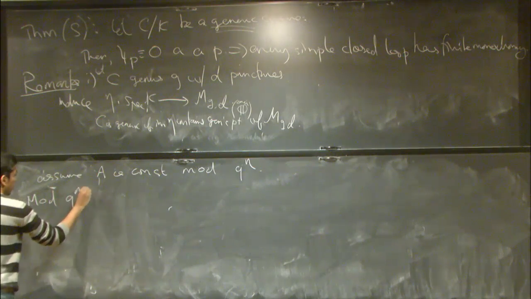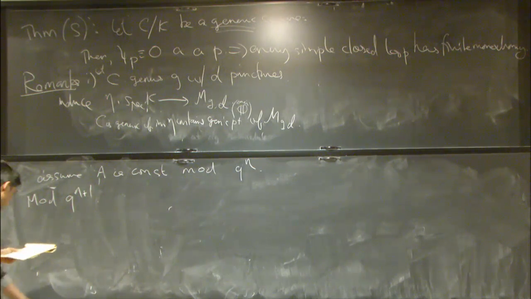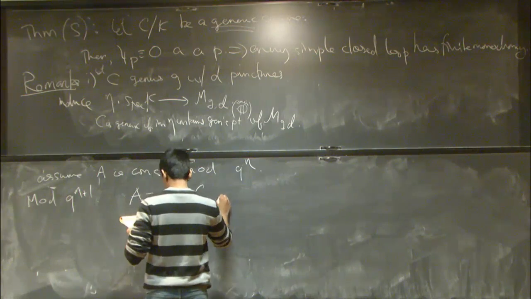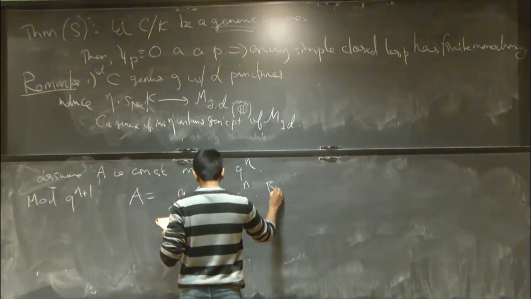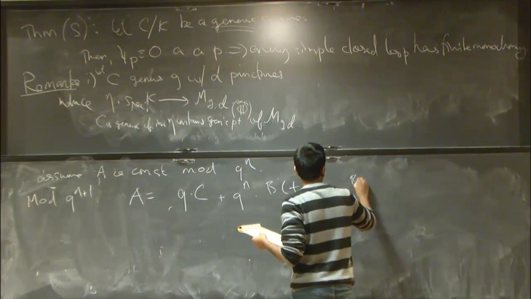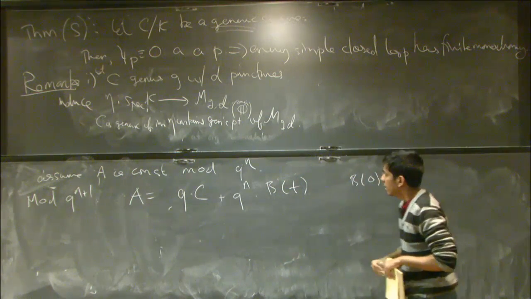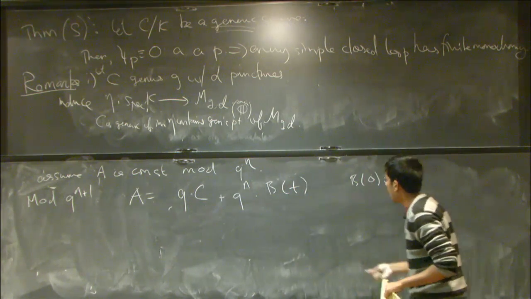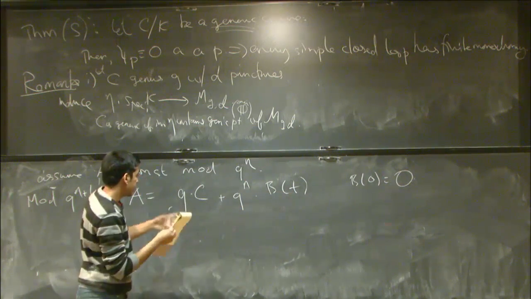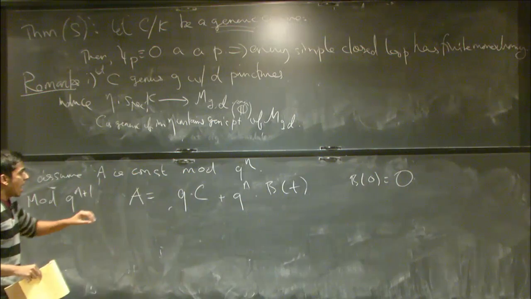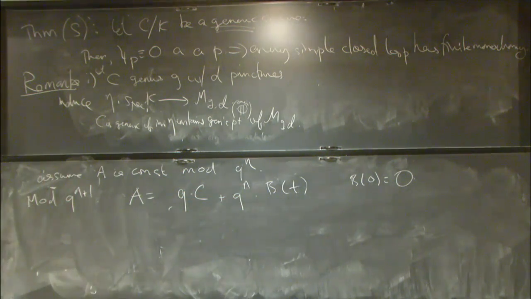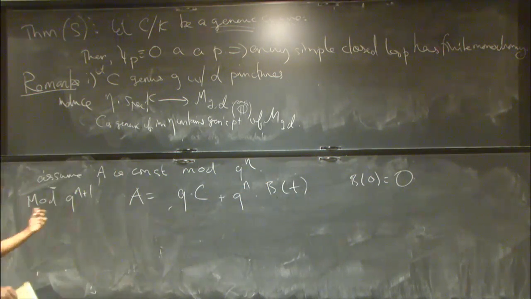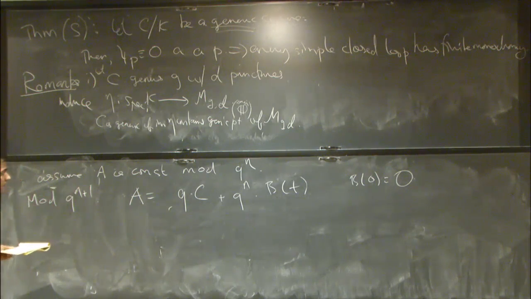So mod q to the n plus 1, here's what it's going to look like. Let's say A is going to be q times c plus q to the n times b of t, where b of 0 is 0. So what we do is we take out the constant part of b, and we write it as q times c. And we take the rest of b and call it b. The reason we do this is because with respect to the derivation d, things of this sort can be integrated. And you can maybe hope to make it 0.